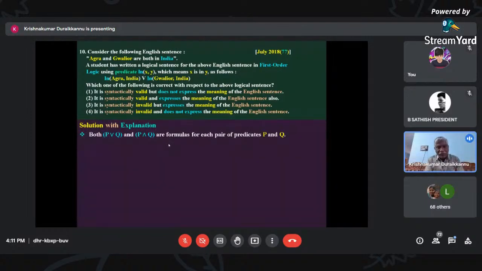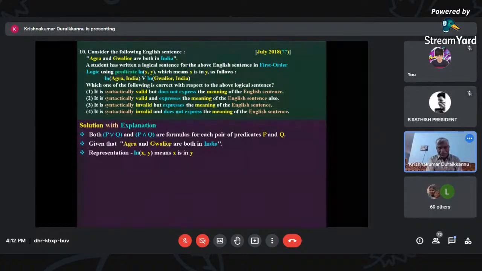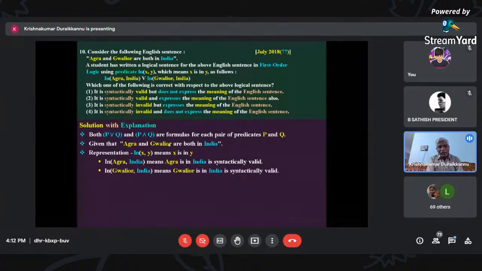So both P or Q. Agra and Gwalior are both in India. The representation "X is in Y" means X is in Y. Here, In(Agra, India) means Agra is in India. It is syntactically valid. In(Gwalior, India) means Gwalior is in India. It is also syntactically valid.